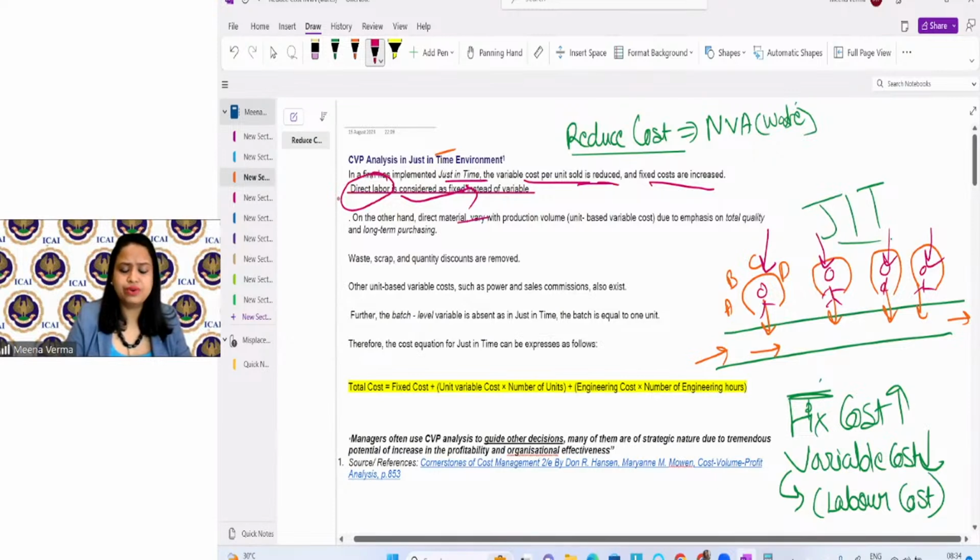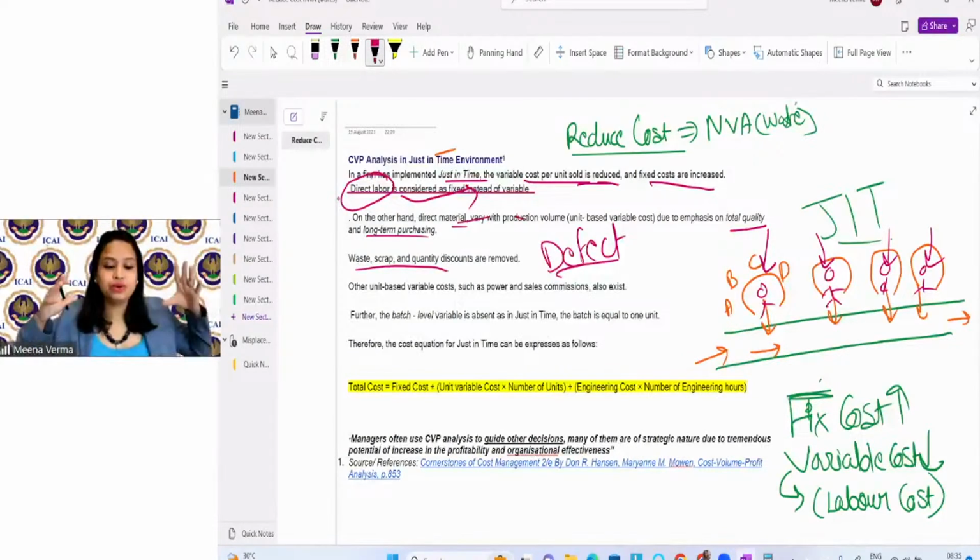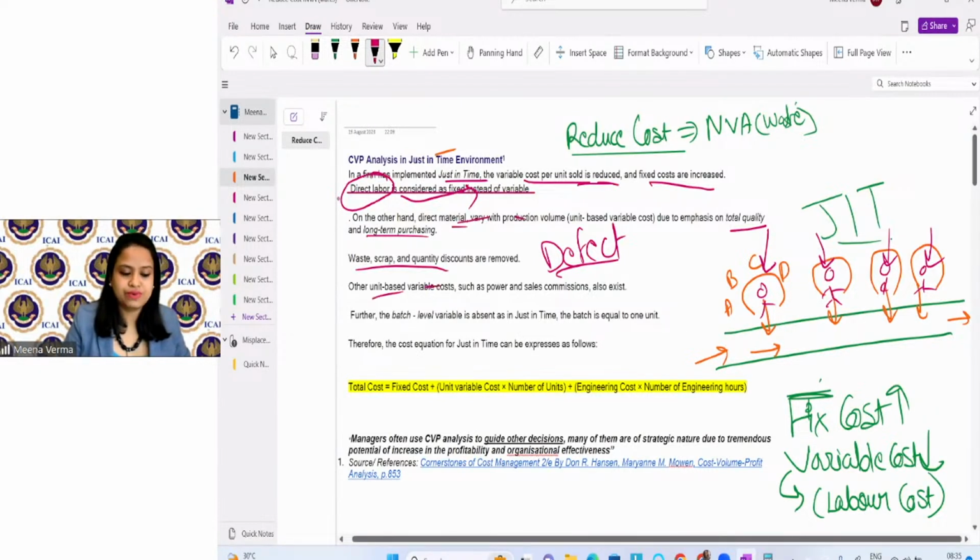Material cost may increase here. Why? Because you need a quality product and you need the material at the production floor. But the just-in-time system will help you to remove all the defective units. All the defects you can avoid, all the waste you can avoid, all the scrap you can avoid, and you're producing the quality product right the first time. Other unit-based variable costs such as power and sales commission also exist. Okay, these costs will exist.